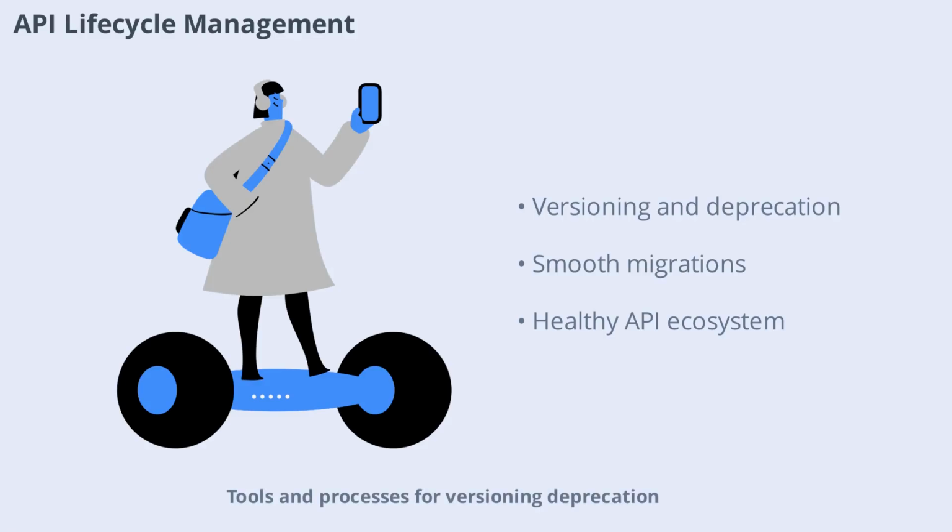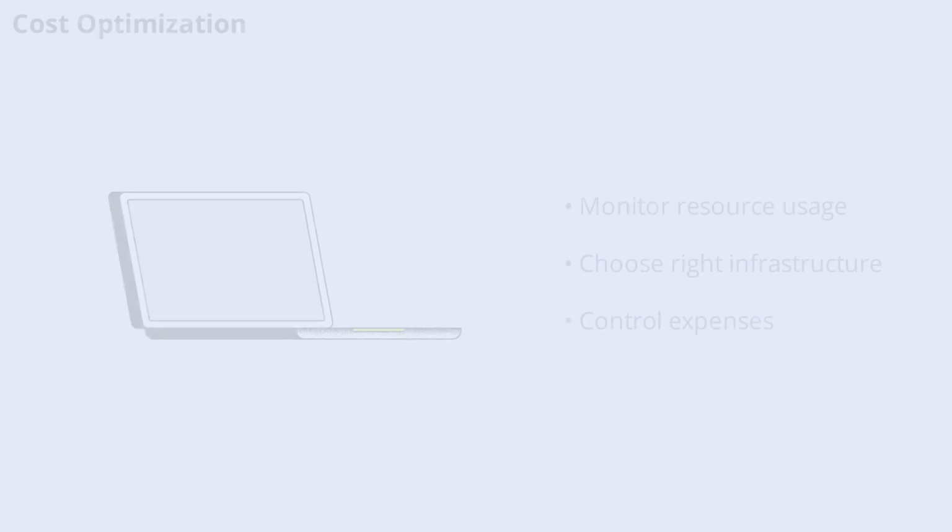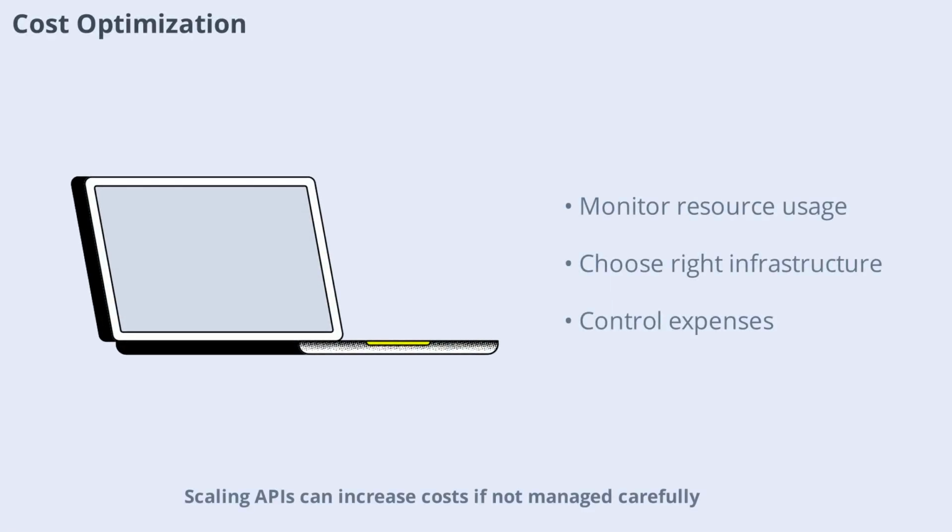Tools and processes for versioning, deprecation, and migration help ensure smooth transitions as your API evolves. Lifecycle management reduces technical debt and keeps your API ecosystem healthy as it grows. Scaling APIs can increase costs if not managed carefully.